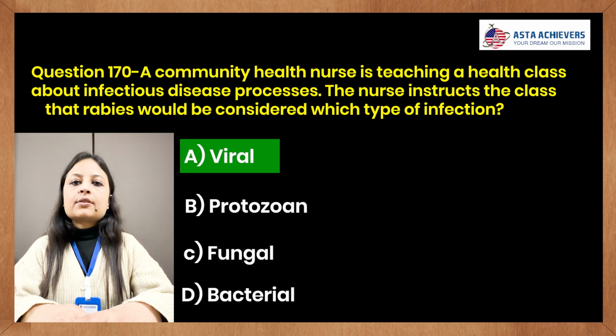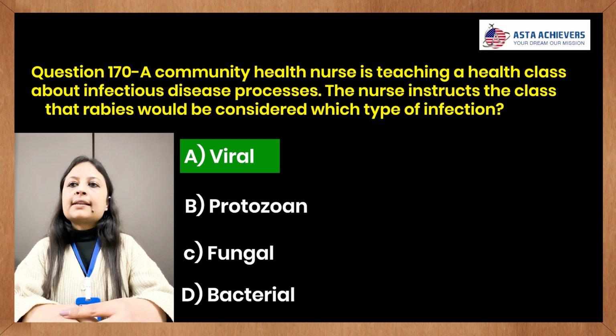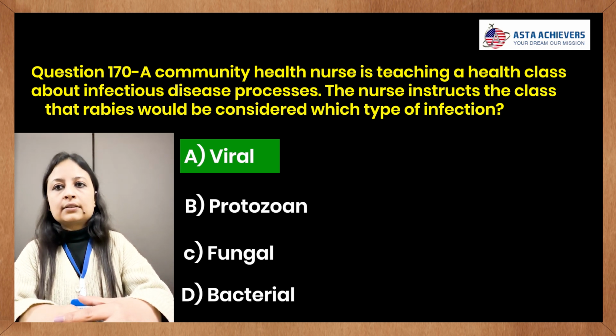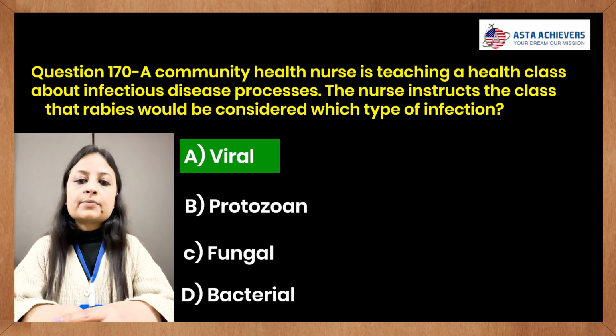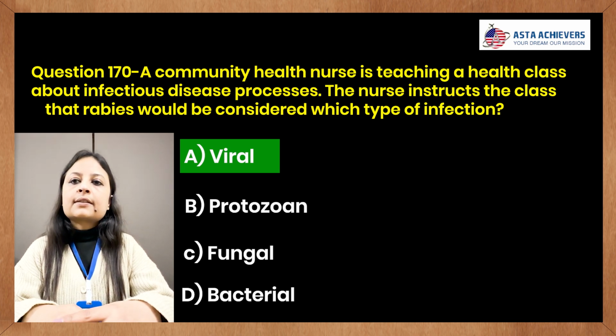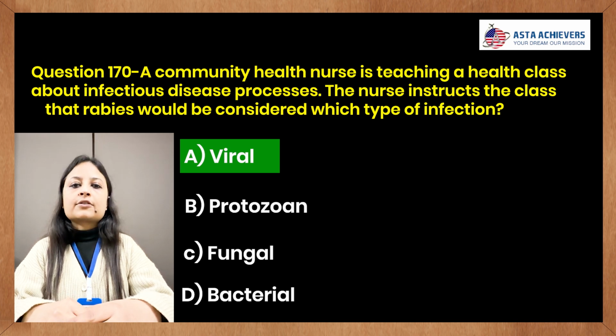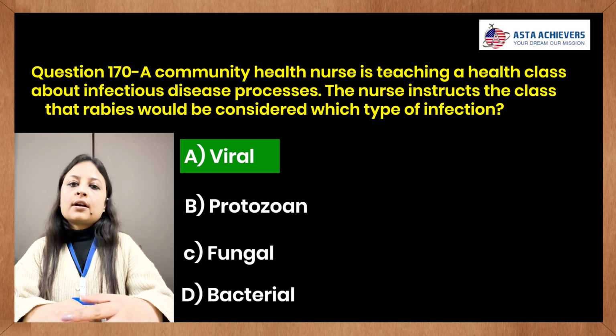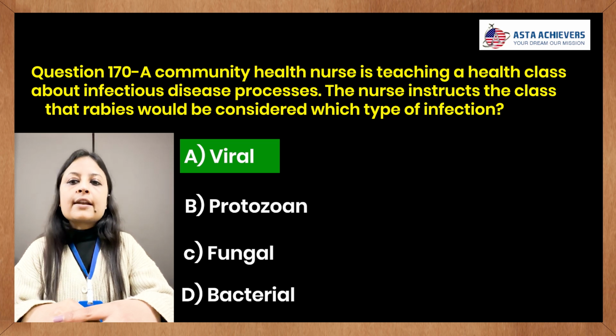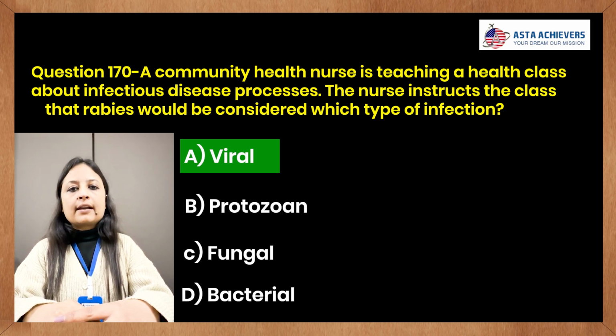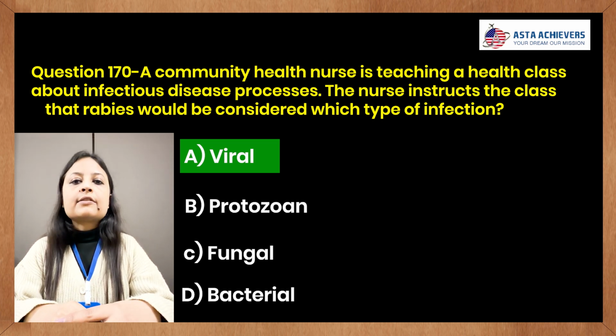Question 170. A community nurse is teaching a health class about the infectious disease process. The nurse instructs the class that rabies would be considered which of the following types of infection. Option A, viral, option B, protozoa, option C, fungal, and option D, bacterial. So option A, viral, because rabies is a viral infection.